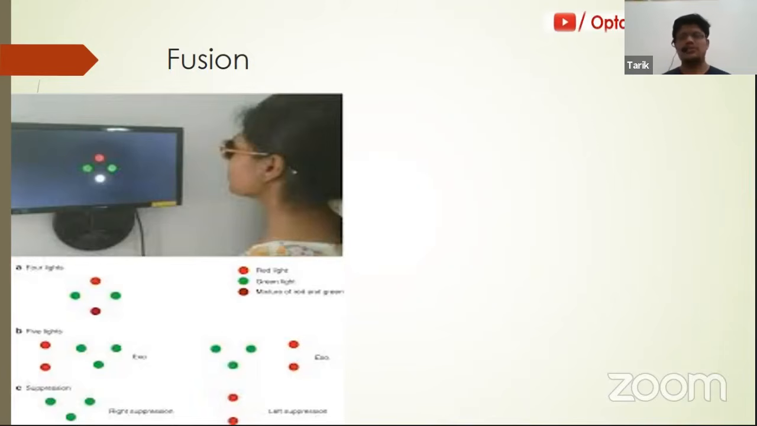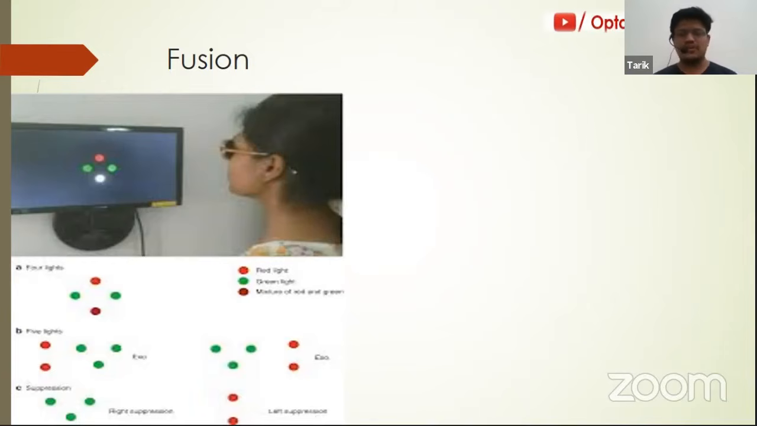Generally, you can also see whether there is suppression present or not. Suppression would be that whichever eye is being suppressed, that colored dot will not be seen by the patient. So if the patient says that the red color is not visible to me, that means that the right eye is suppressed. If the green is not visible to me, that means the left is suppressed.